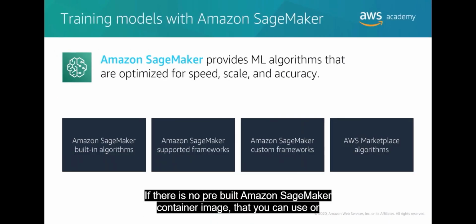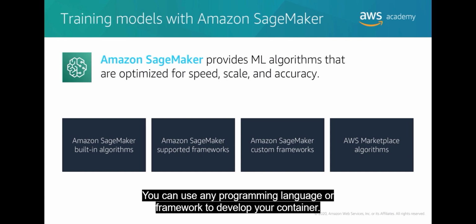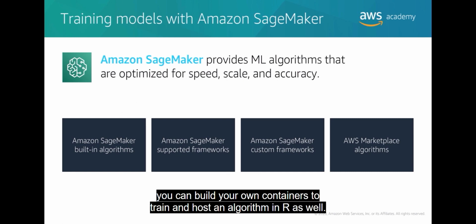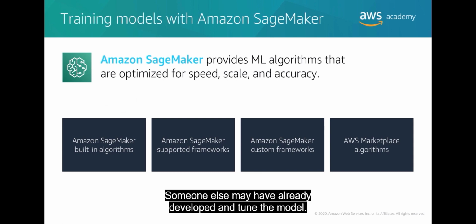If there is no pre-built Amazon SageMaker container image that you can use or modify for an advanced scenario, you can package your own script or algorithm to use with Amazon SageMaker. You can use any programming language or framework to develop your container. For example, if your team works and builds ML models in R, you can build your own containers to train and host an algorithm in R as well. Someone else may have already developed and tuned a model. It is worth looking in the AWS Marketplace to find available models.